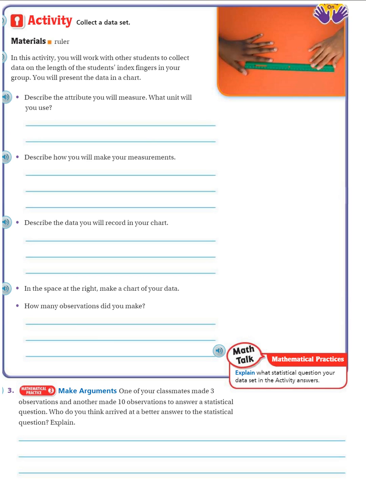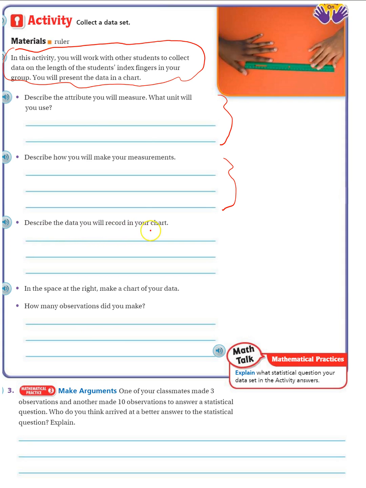Okay. Describe the attribute you will measure. What unit will you use? Okay, so as a group, decide what attribute you're measuring based on what it says in this description of the activity. And then what unit will you use? Millimeters, centimeters, inches, what are you going to use to measure that? Describe how you will make your measurements. So just explain how you're going to measure each person's index finger, that's your pointer finger.